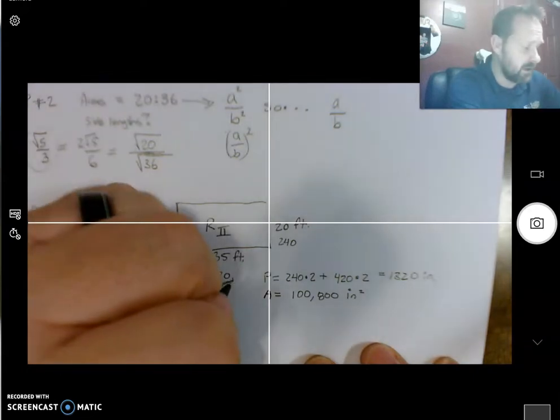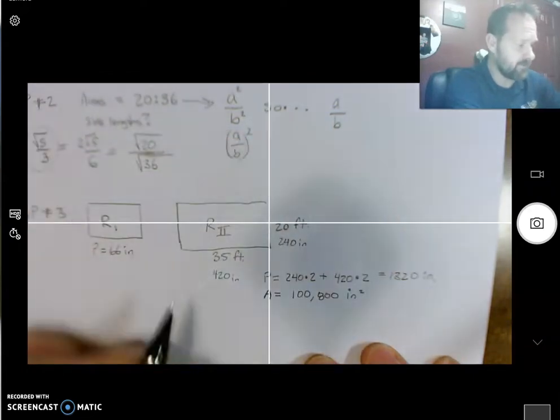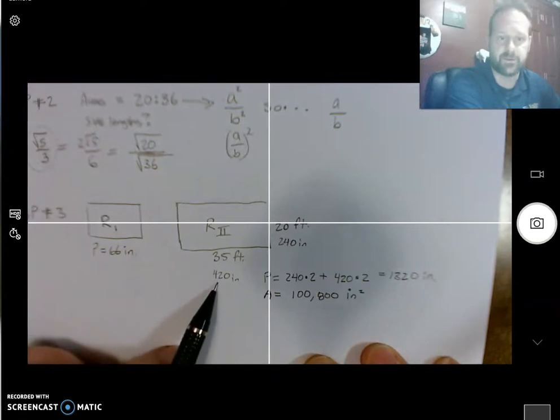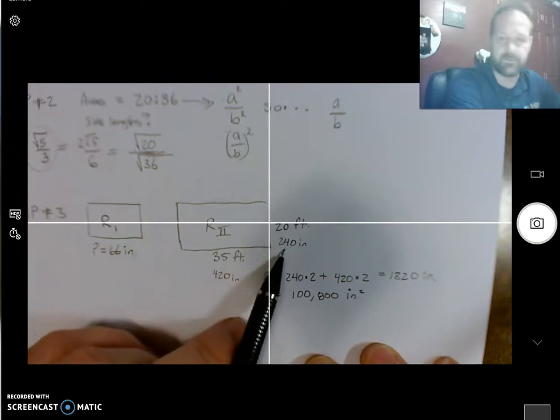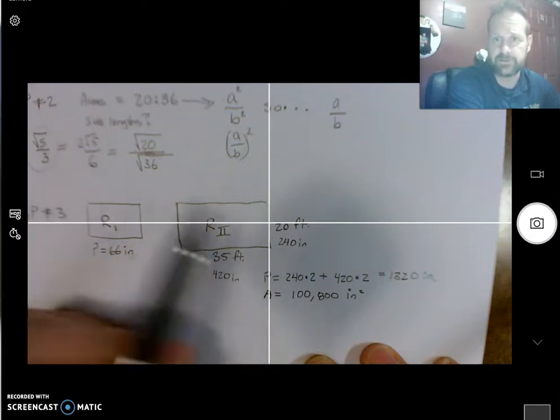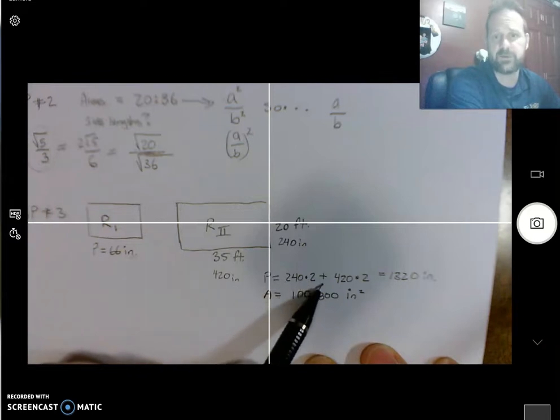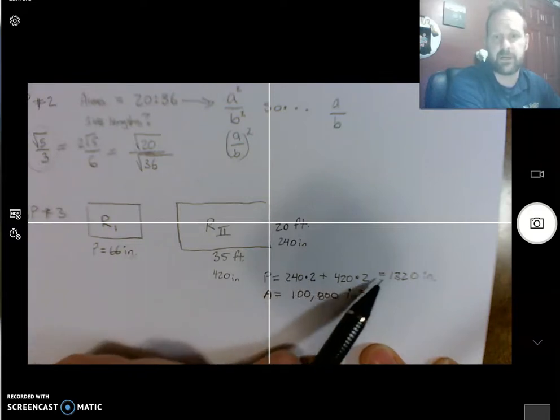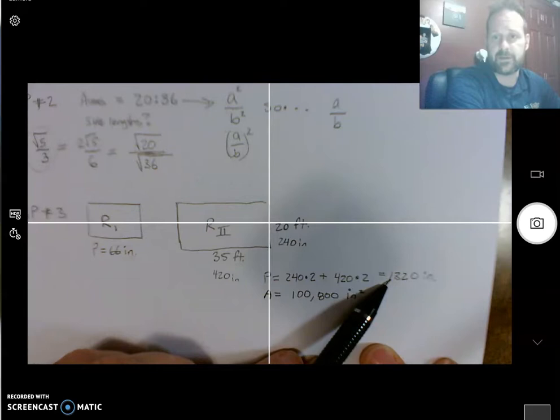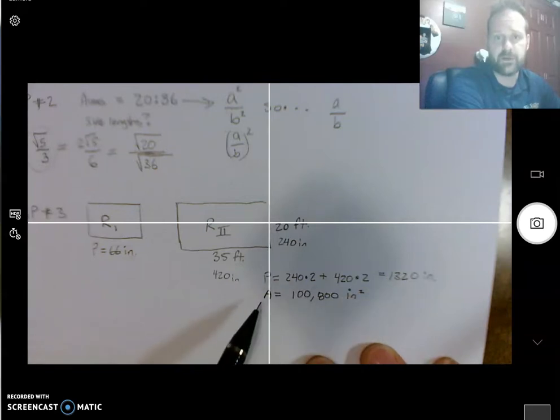So, I converted 35 feet to 420 inches and 20 feet to 240 inches, multiplying by 12, knowing that there are 12 inches to 1 foot. Okay, so perimeter is just 240 times 2 plus 420 times 2, or just add them all up. And I got 1,320 inches perimeter. The area is 420 multiplied by this, so we've got a pretty big area going on here.